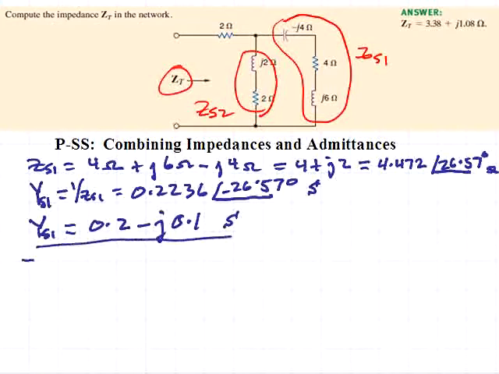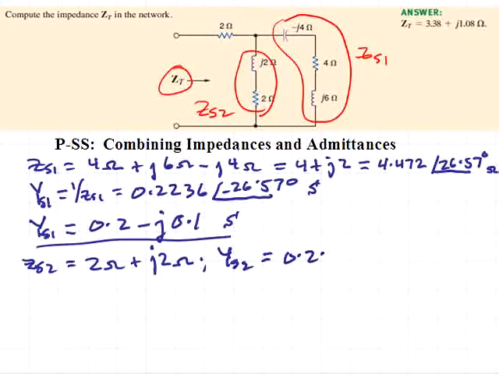Now the second impedance combination ZS2 is equal to 2 ohms plus J 2 ohms for the inductor. The admittance of that, YS2, is equal to 0.25 minus J 0.25 Siemens.